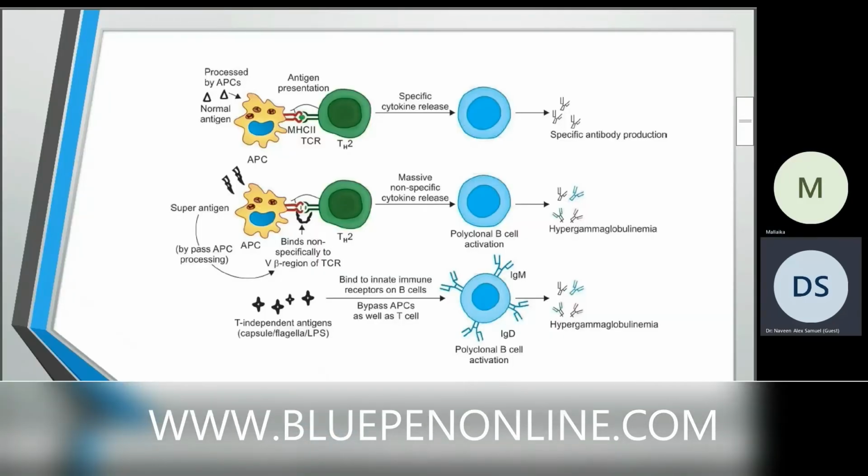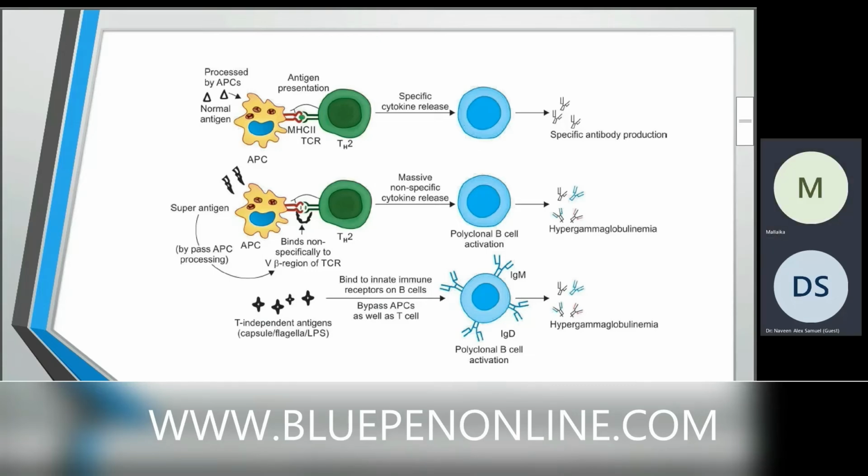So this is the flow chart. This is the first one you see: the T cell dependent pathway. The antigen is presented to the antigen presenting cell, which presents the antigen to the T cells, and the T cells release cytokines. Since it is a specific binding, it releases only the specific needed cytokines, and these cytokines stimulate B cells, and B cells get converted to plasma cells, and plasma cells produce antibodies.